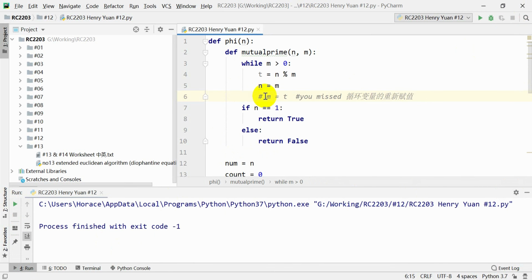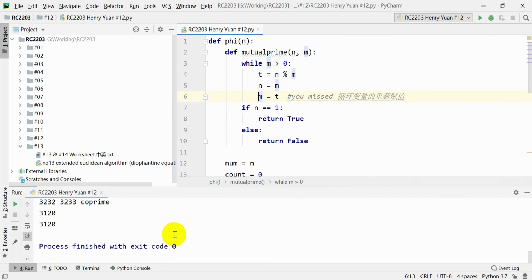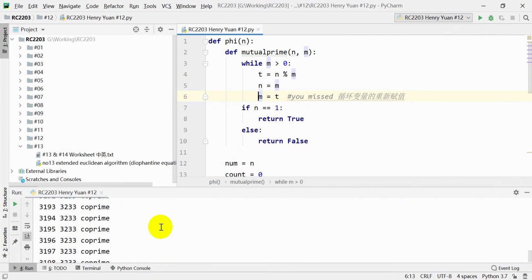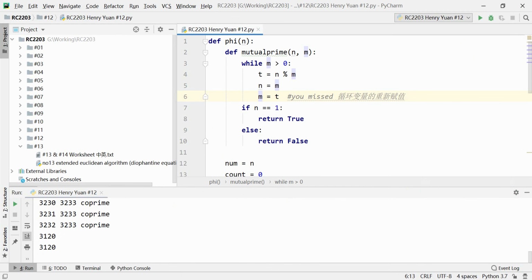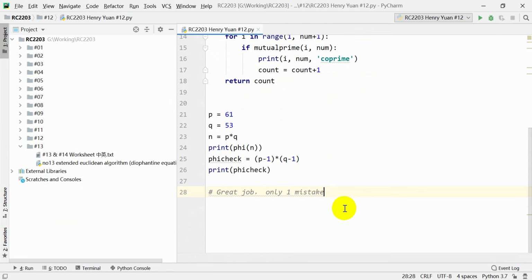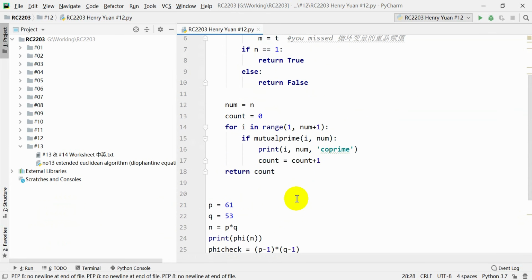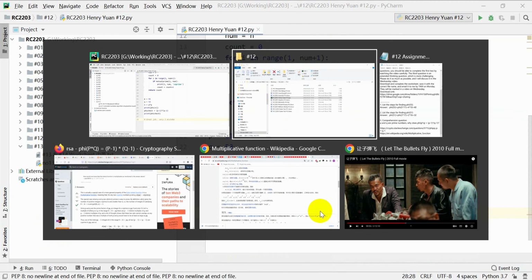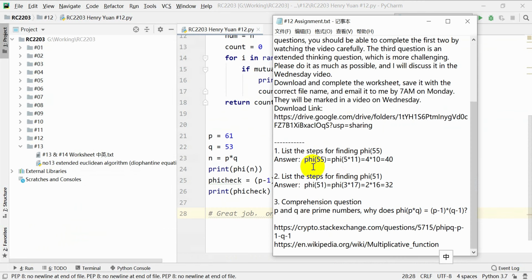But now, if you put the m equals t, we can have an answer. So the code is right now, and this logic is right too. Make sure you also know the answers to the 3 homework questions too, that I explained at the beginning of the video.